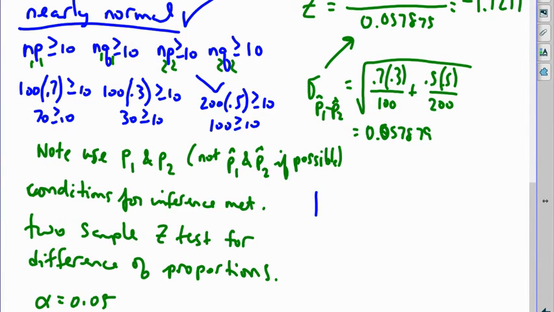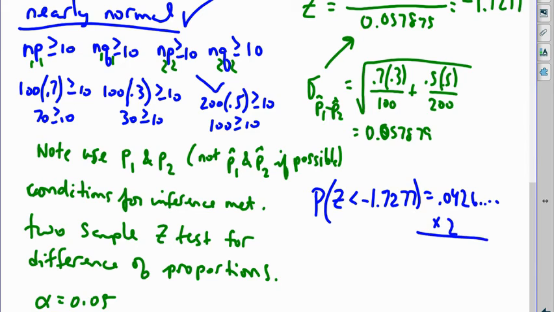Okay, what's the probability that a z goes below a negative 1.7277? It is 0.0426. Multiply that by 2 because we're doing two-tailed, 0.085. And now we will write our conclusion, and then I think that's the end of 10.1.